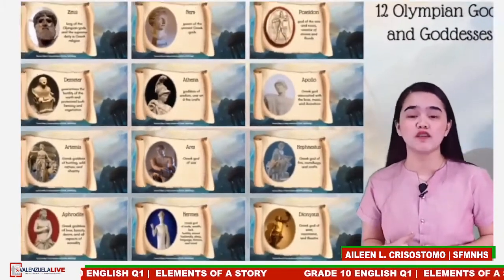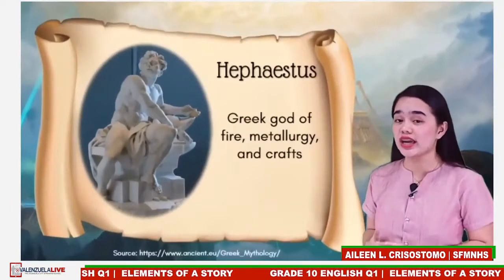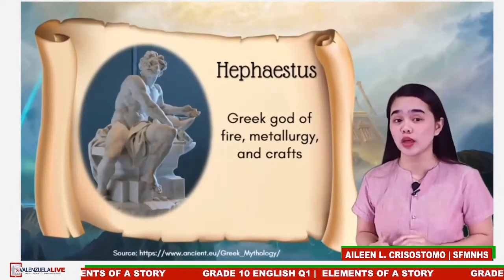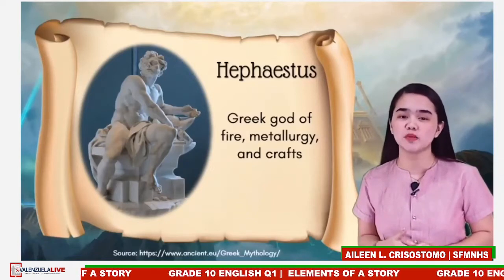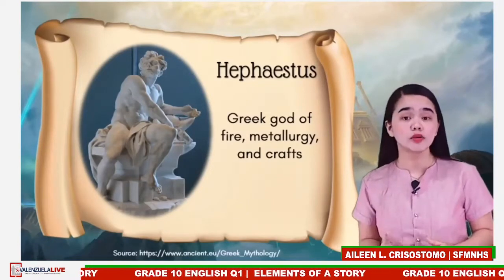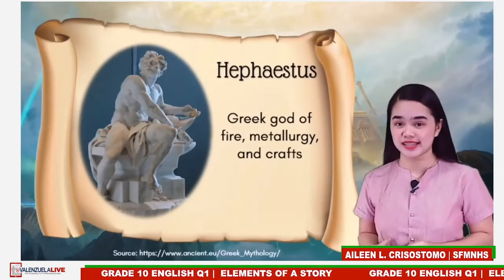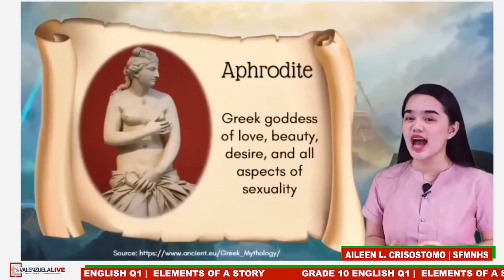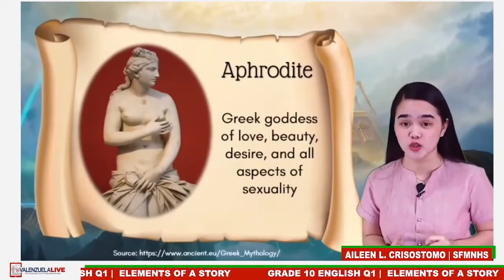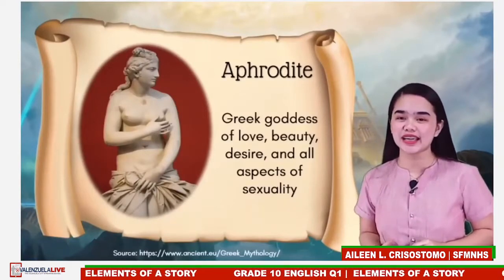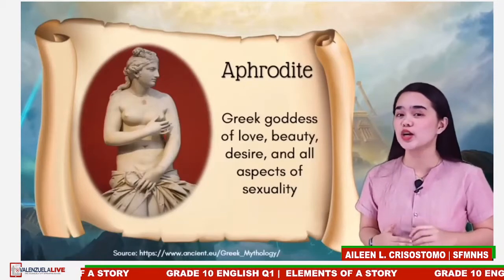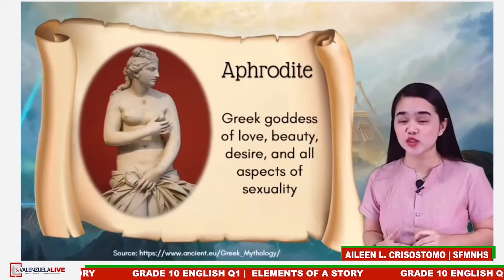Ancient Greek god of fire, metallurgy, and crafts, Hephaestus is the brilliant blacksmith of the Olympian gods for whom he fashioned magnificent houses, armor, and ingenious devices. Ancient Greek goddess of love, beauty, desire, and all aspects of sexuality, Aphrodite can entice both gods and men into illicit affairs with her good looks and whispered sweet nothings.